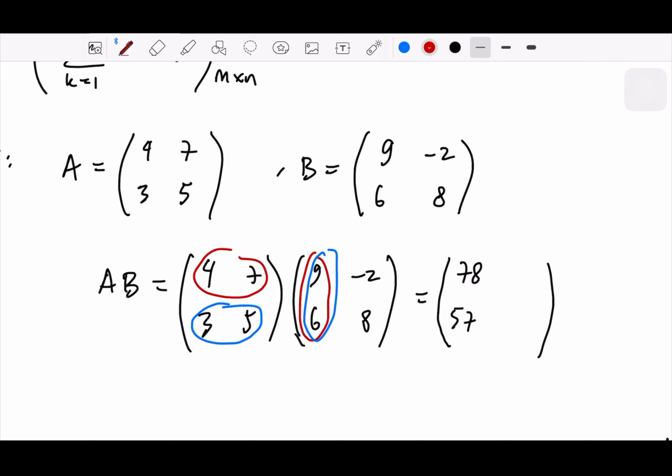Yeah. And then first row, second column. So let me write with the green. This and this. Okay. So this will be 4 by negative 2 is negative 8, plus 56, 56 minus 8 is 48. And then the second row and second column. So 3 with negative 2 is negative 6, so 40 minus 6 is 34. So we have this final result of our multiplications.